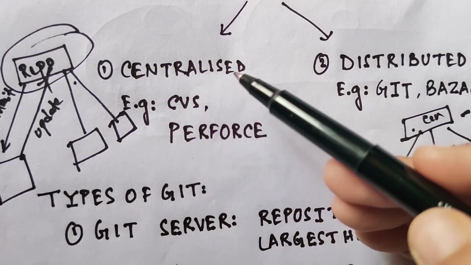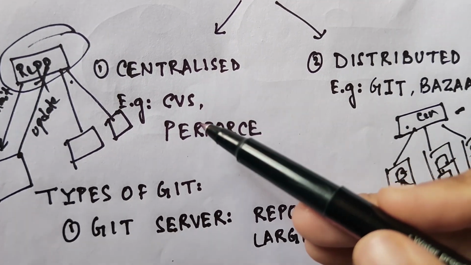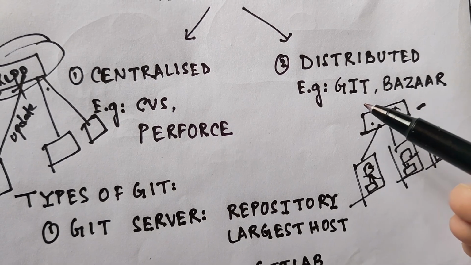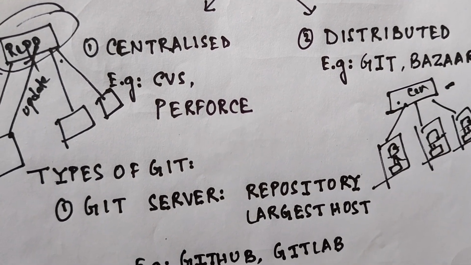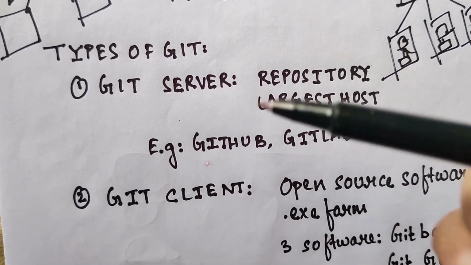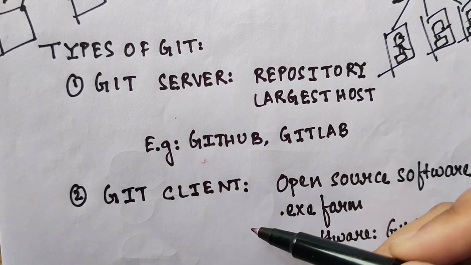And in the centralized version control systems we are having CVS and Perforce, and in the distributed version control systems we are having Git and Bazaar. These things are there. Now coming to the types of Git, there are two types of Git. One is the Git server and the other is the Git client.